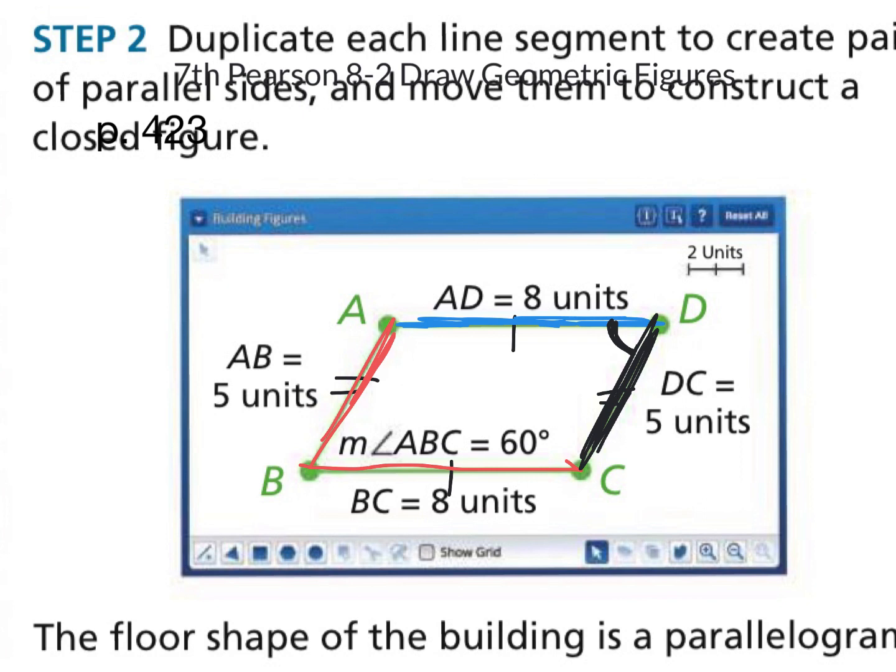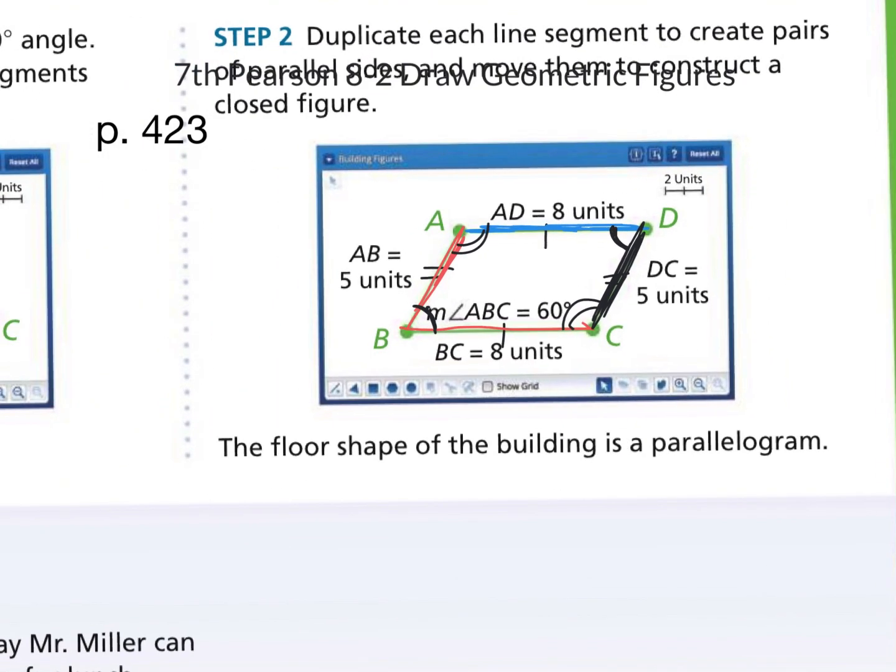60-degree angle. Angle D should be 60 degrees, just like angle B. And then also in the other corners, angle A and angle C should be the same. Those should both be 120 degrees because we've got 360 degrees total in a quadrilateral. And we can see that that shape then would be a parallelogram.